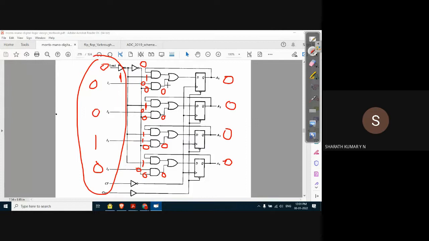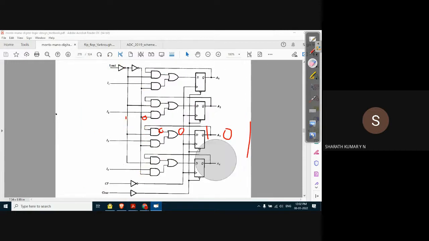Now, if these inputs of the AND gates are 0, what is the output of these AND gates? 0. All the first stage AND gates now have the output 0, and because of that, the OR gate output is also 0. Input for the D flip-flop is 0, and hence output remains 0. Output is at 0 level.